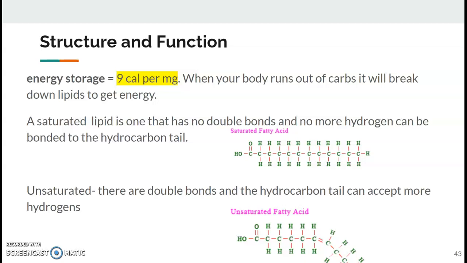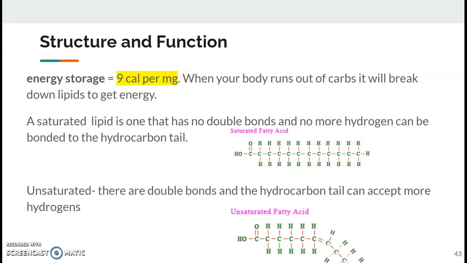A saturated lipid is one that has no double bonds, right? So this is going to be there because it's always there, but you're looking for double bonds between the carbons. And as you can see, there are no double bonds between any of these carbons. It is saturated. There is no place for another hydrogen bond to go.